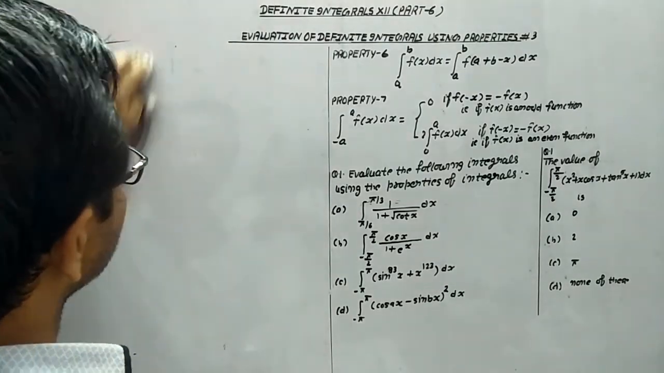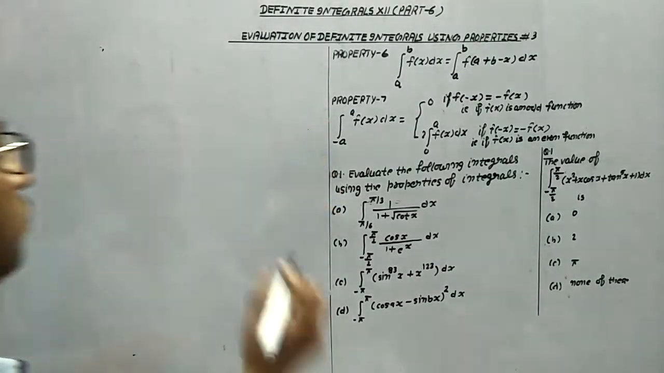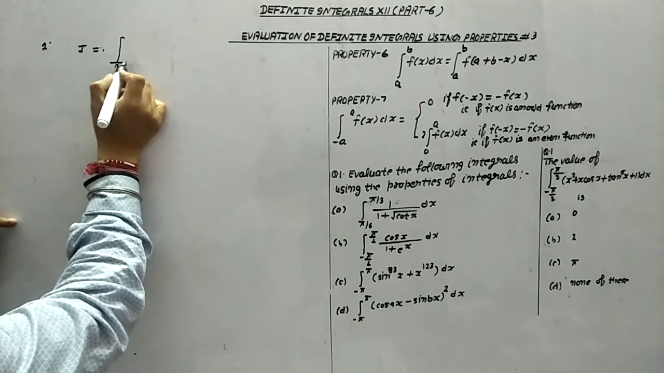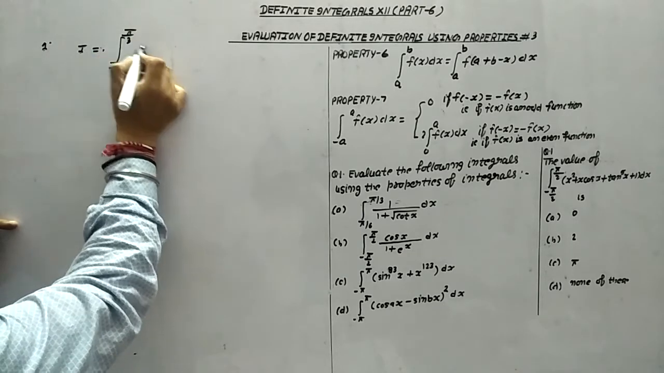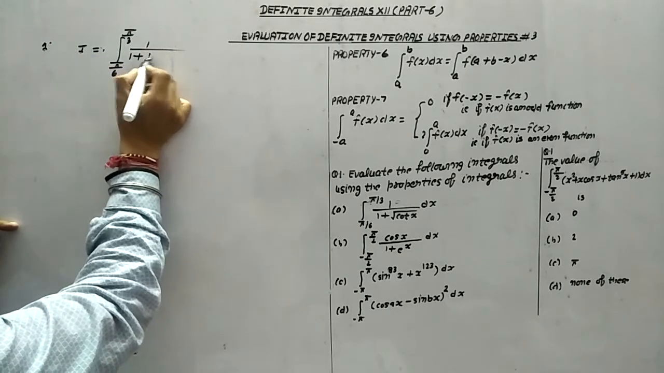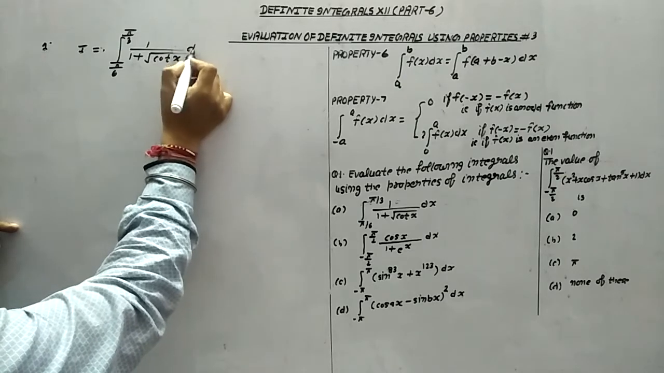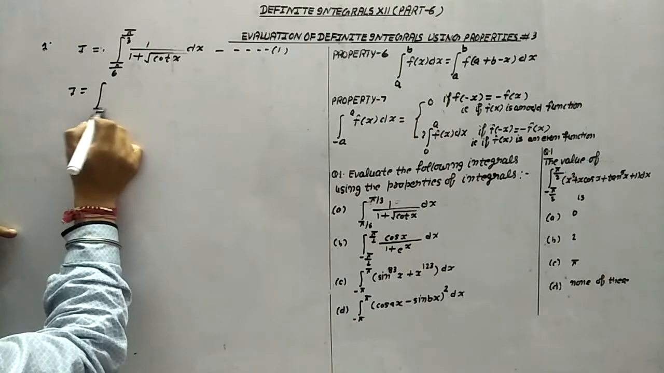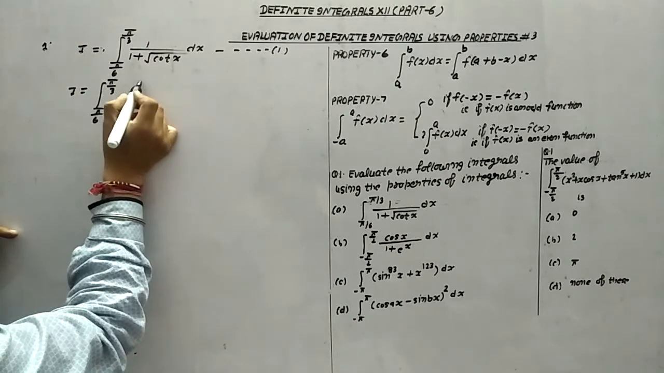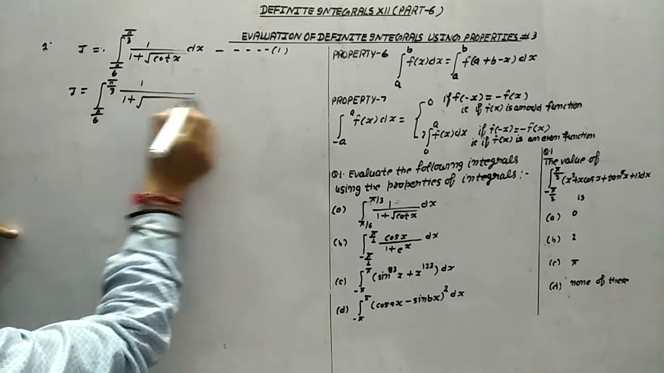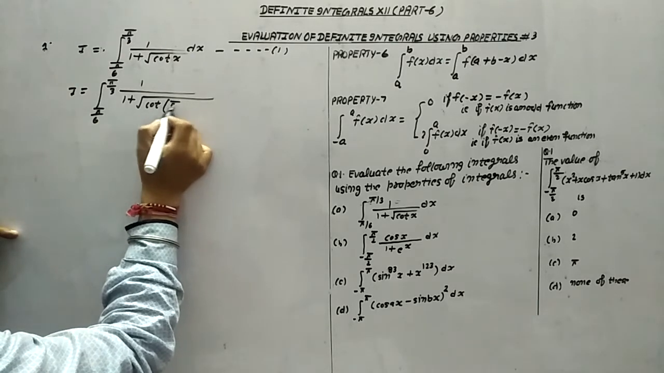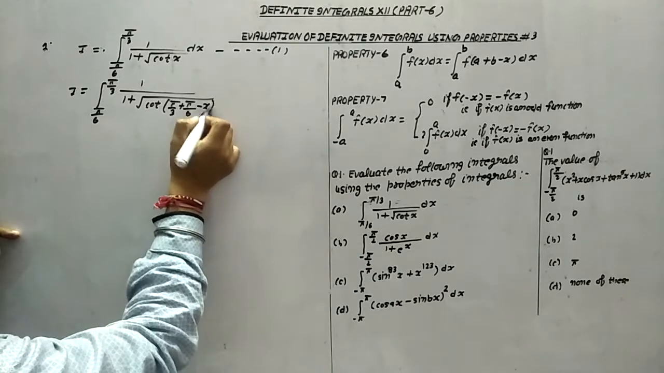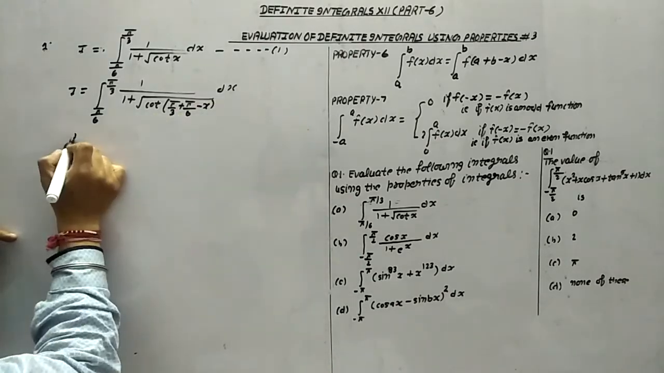Let's start with the first part of question number 1. Here we have I is equal to integration pi by 6 to pi by 3 of 1 upon 1 plus under root cot x dx. Let us suppose this is equation number 1. Now by applying the property, integration pi by 6 to pi by 3 of 1 upon 1 plus under root cot(pi by 3 plus pi by 6 minus x) dx.